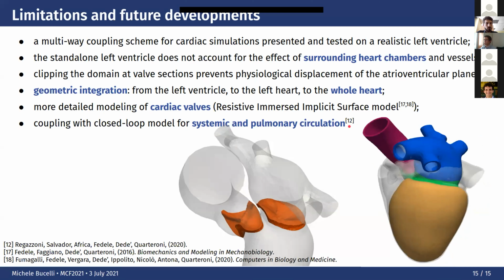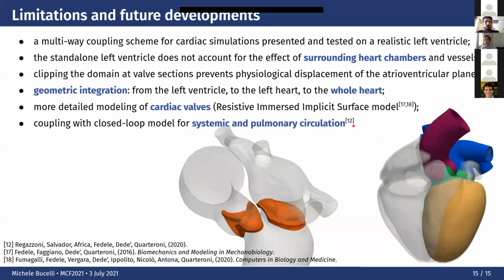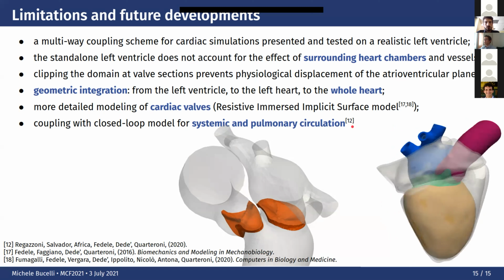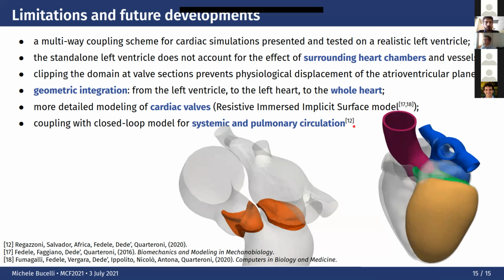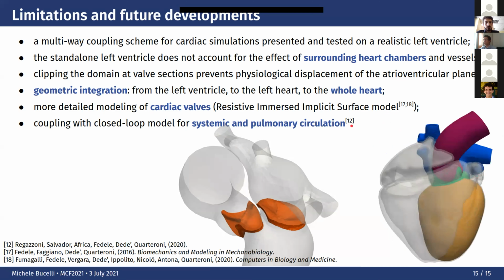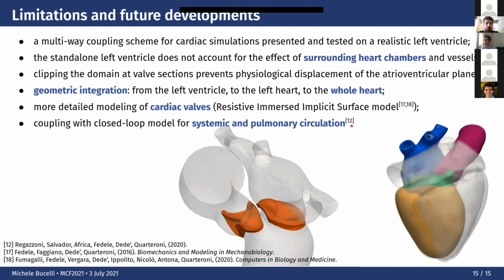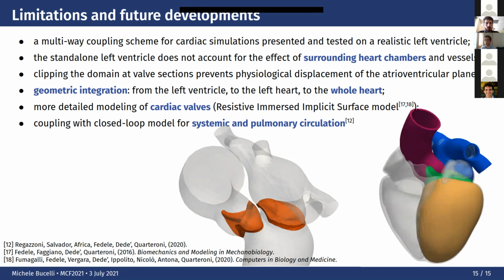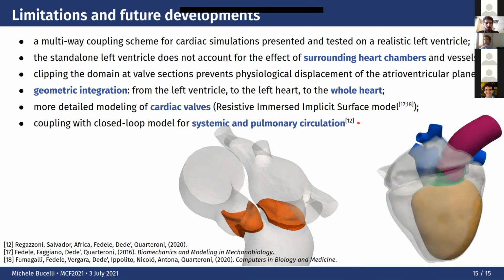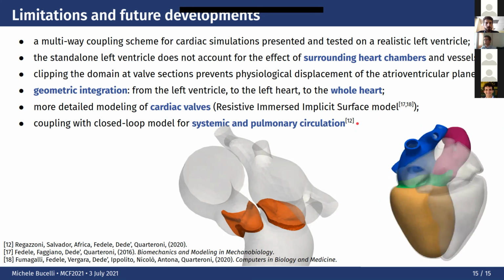One particular consequence of this is that, for instance, in our left ventricular simulation, it is hard to capture correctly the shortening of the ventricle or the displacement of the atrioventricular plane. These kinds of issues are to be addressed, and we aim to do so by moving towards a geometrically integrated description of the heart. So from the left ventricle to the left heart, incorporating the left atrium and maybe the ascending aorta, to a fully coupled, fully integrated simulation of the whole heart with all 4 chambers.